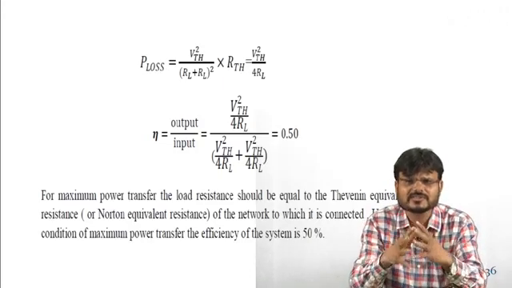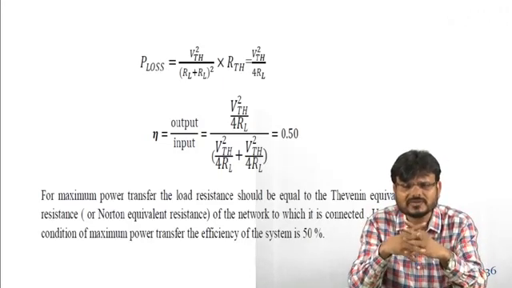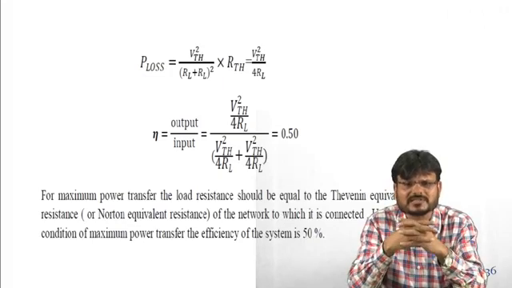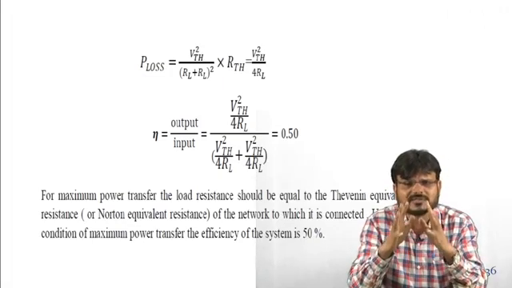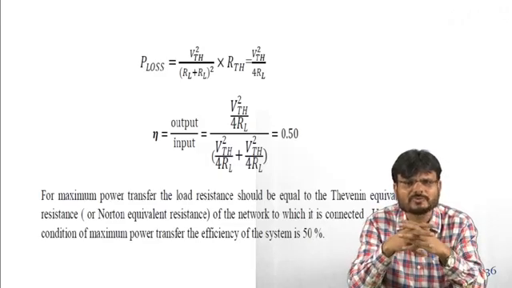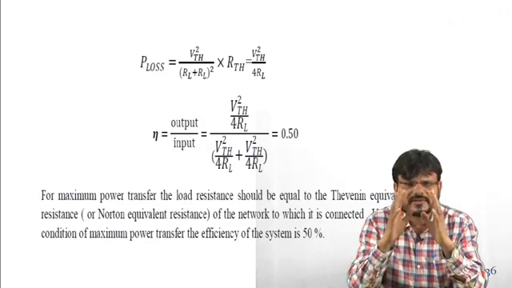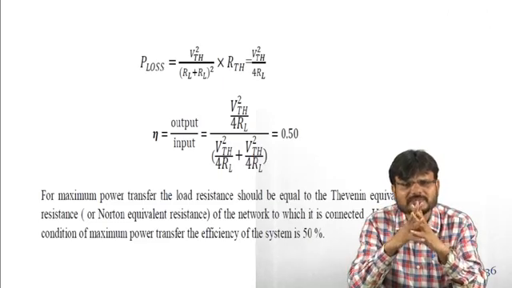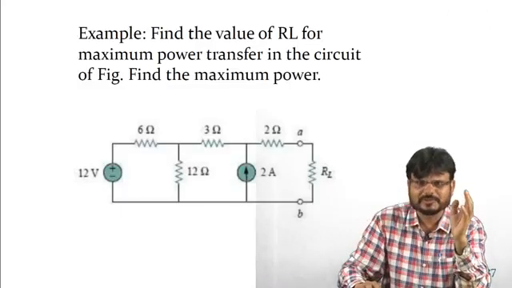Generally, this question is asked in the examination or in the Viva: what is the efficiency of the maximum power transfer theorem? This efficiency will always be 50%. It will not be 40% or 42%. So the maximum efficiency of the maximum power transfer theorem is always 50%.